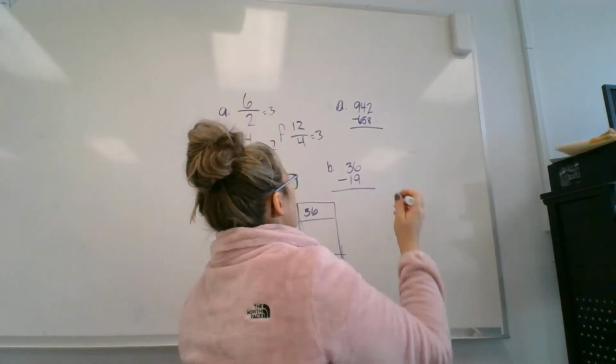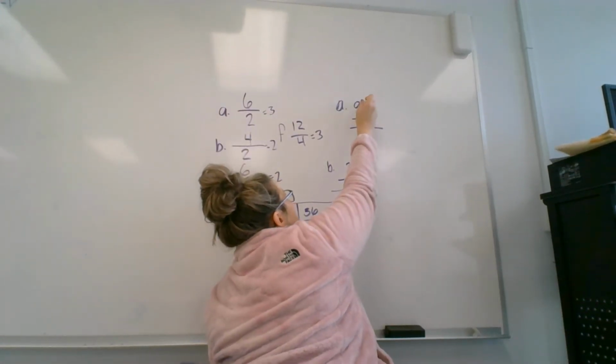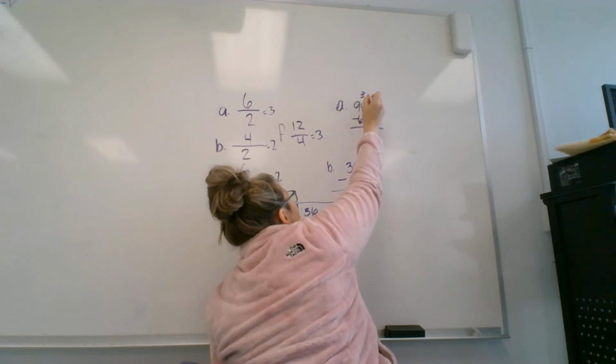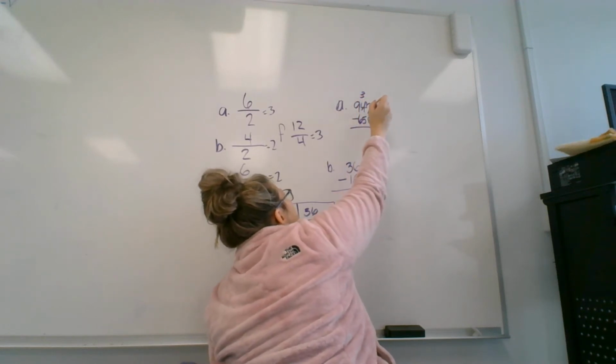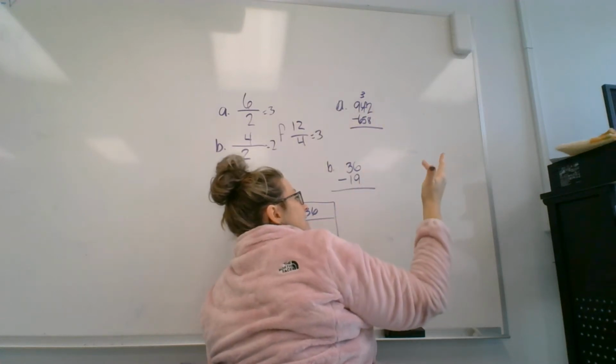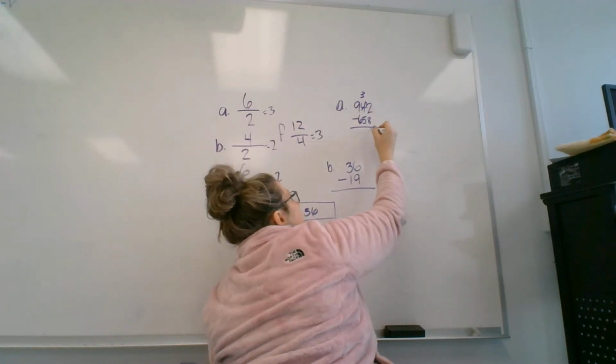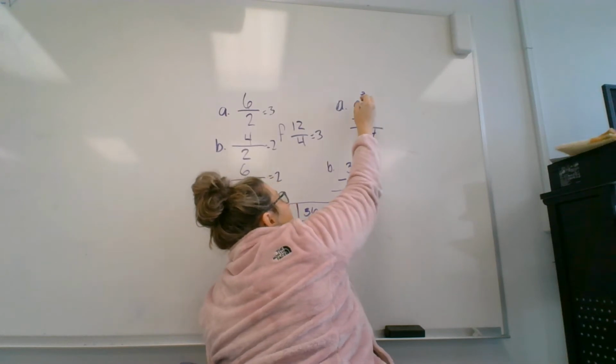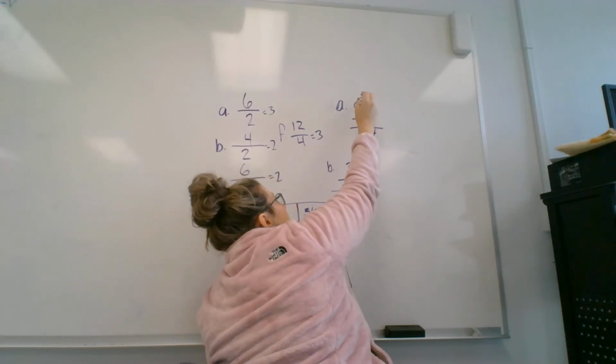All right, so I cannot take 8 from 2, so I'm going to go over here and borrow. 4 minus 1 is 3. I'm going to put a 1 here. Now I have 12 minus 8: 12, 11, 10, 9, 8. 4 is my answer.